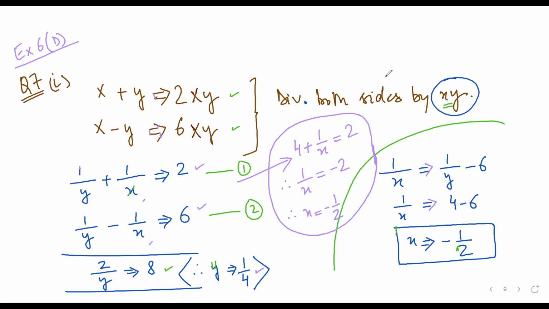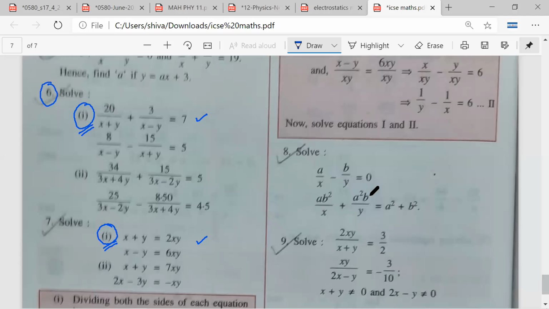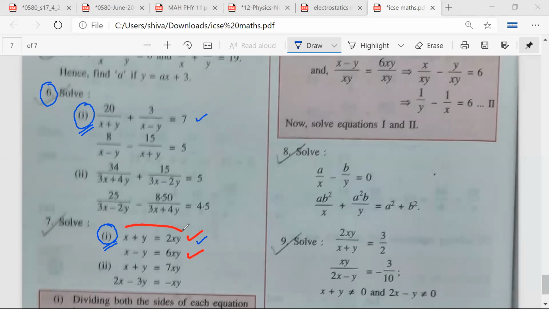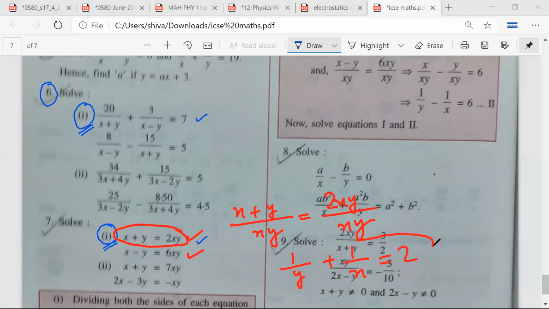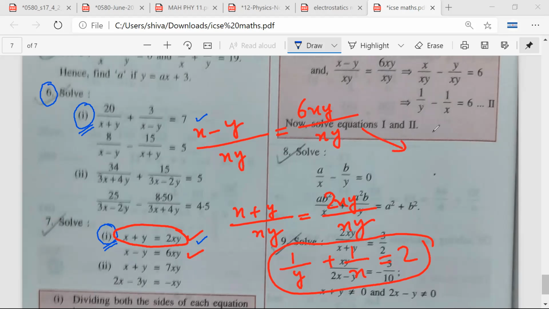So next question is question 7th, first part. Now in questions like these, what I need to do is I'll take this equation, I'll divide both sides by xy. If I divide both sides by xy, this will become 1 upon y plus 1 upon x is equal to 2. This is my first equation. And the second equation, again I'll divide both sides by xy. So this will become 6xy upon xy. So this equation will become 1 upon y minus 1 upon x is equal to 6.